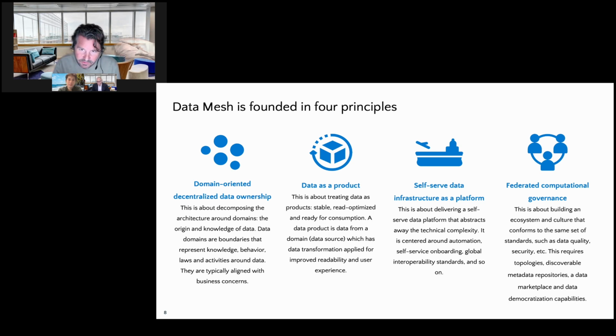But you also see that word computational here. And computational means you should no longer add additional processes and forms and take away all that manual labor. So in a way, try to automate this and do it smart. Hence that word computational there. So federated computational governance. So that's the last pillar, looking at data mesh.